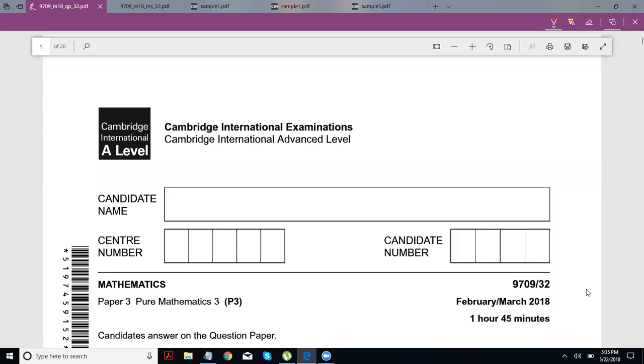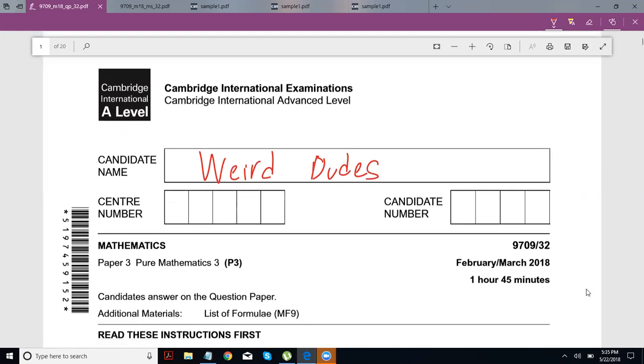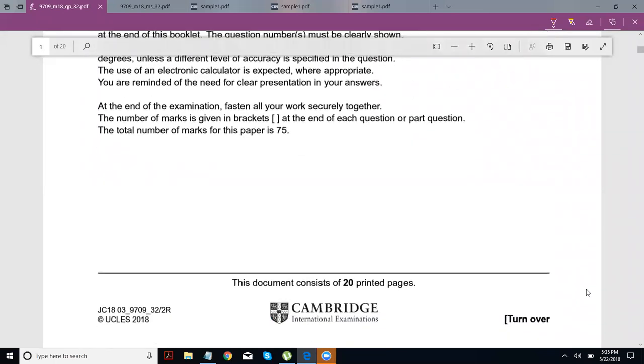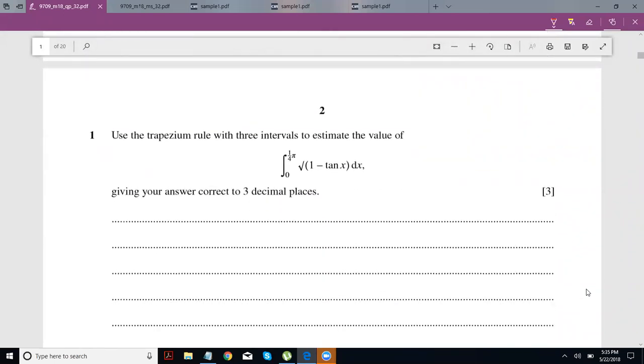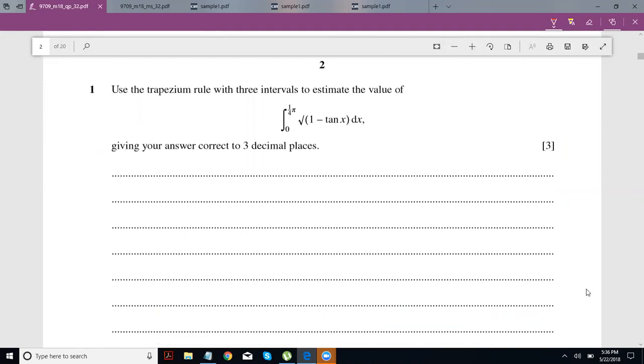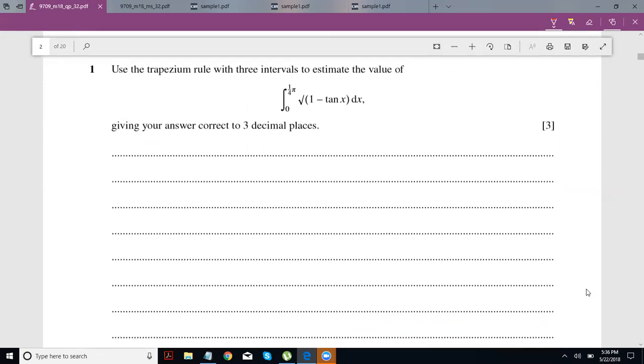Feb-March 2018, the most recent paper available at this time at least. And while I will be solving the entire paper like I did in my last video with March 2017, I will try my best to keep this short. I will skip over some very basic simplification if I feel like most people watching would know that type of stuff. Anyhow, so question 1 is the trapezium rule.